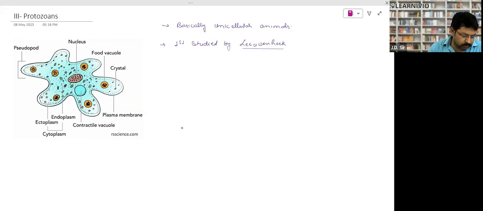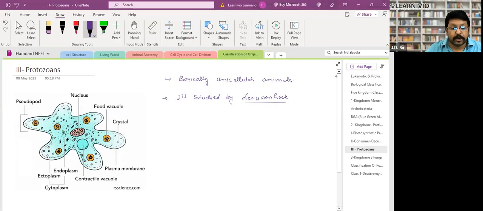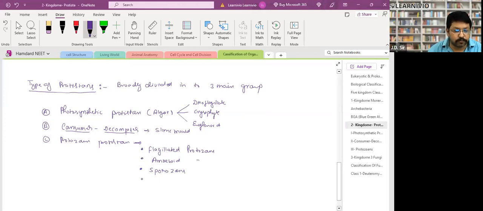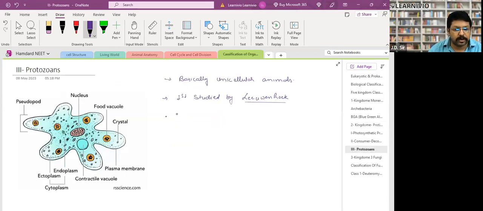Flagellated protozoa or amoeboid protozoa. Third one is sporozoa. Yes, there are four categories of protozoa. The fourth one is ciliated protozoa. So further, protozoans can be divided into four types.